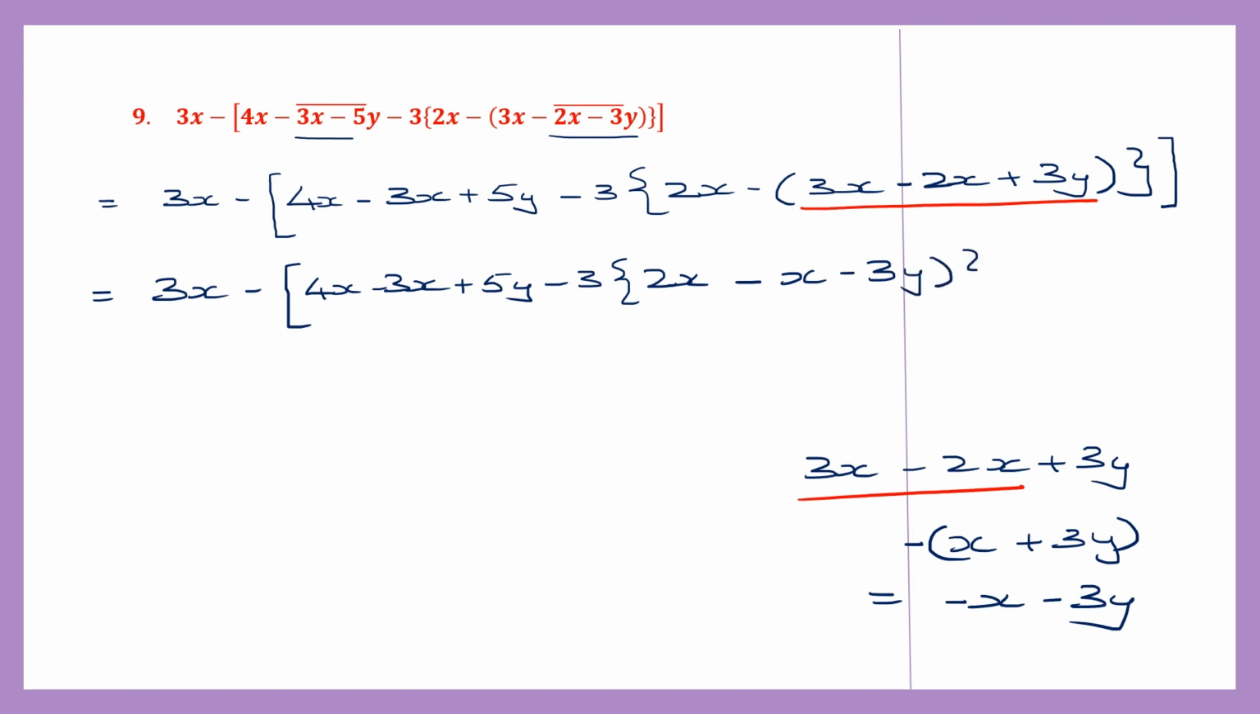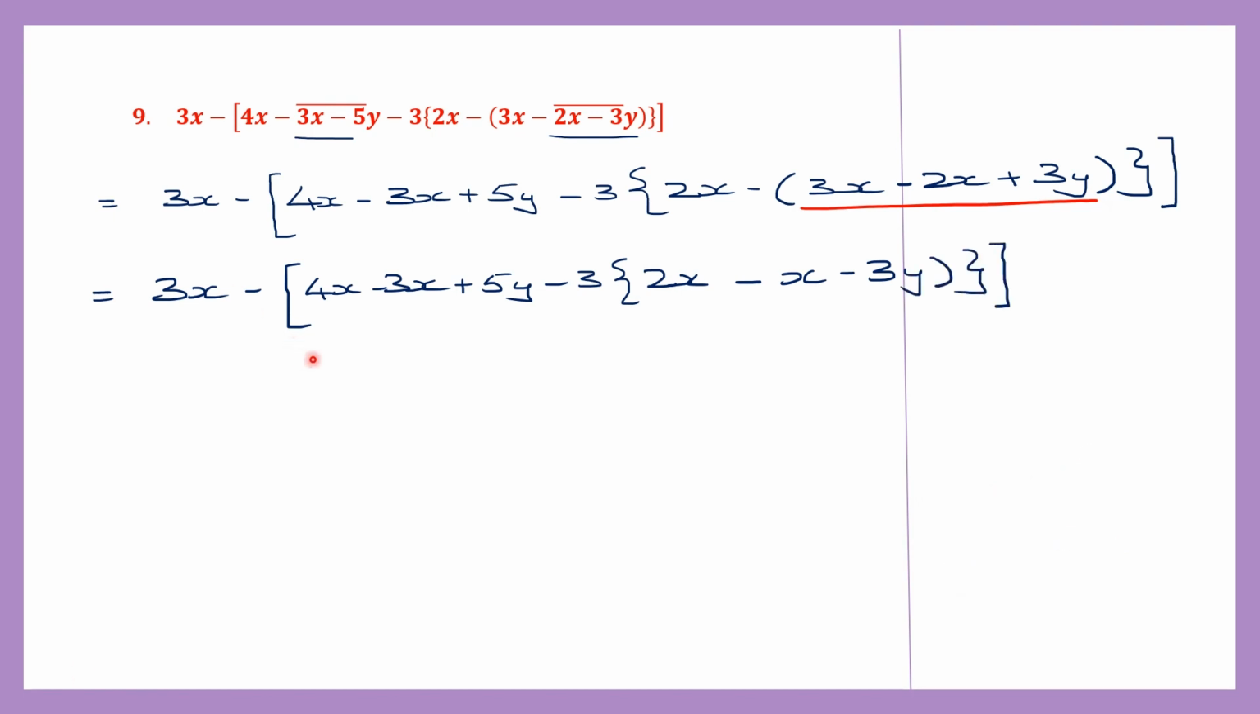Now close the brackets. Now we only have the square bracket and the curly brackets. So according to BODMAS, we have to remove the curly brackets. That means this is what we are going to work on. So everything else we write as it is. So this is 3x minus 4x minus 3x plus 5y.